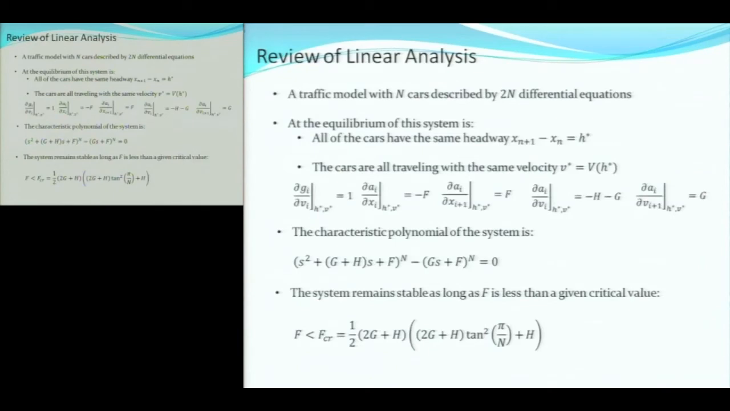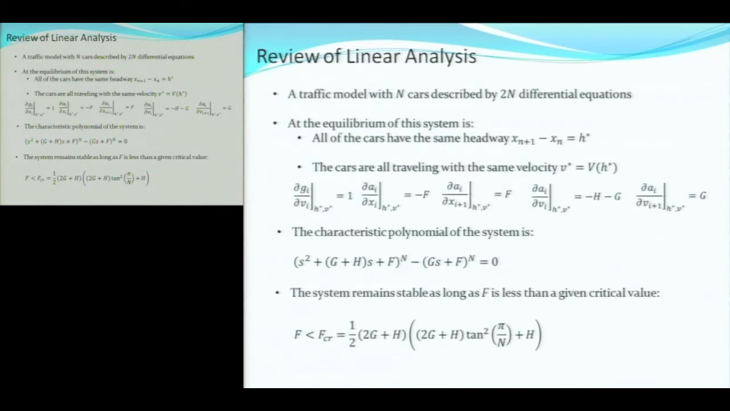So now that we have our model, we can do some linear analysis with it. In general, we have n cars and 2n equations. First of all, to do any sort of analysis, we need to figure out what the equilibrium of the system is. For this system, it's when all the cars are traveling with the same distance in front of them, which is going to be denoted as h star.